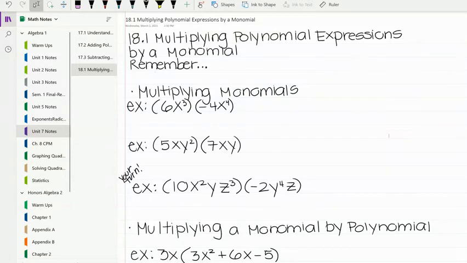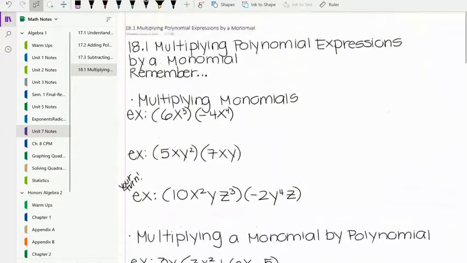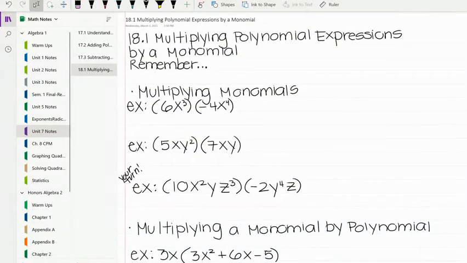Okay, so we are going to be looking at two different sections. We're looking at 18.1, which is multiplying polynomial expressions by a monomial. And then we're also looking at 18.2, which is multiplying polynomial expressions. So we're combining these because they're essentially the same thing. It's just kind of building off of one topic. So we're going to start with multiplying by monomials.